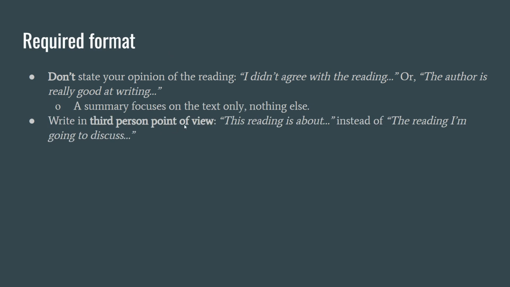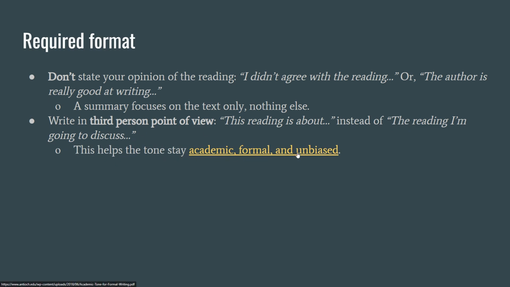Write it in third person point of view. We're talking about point of view, so be careful there. This is an example of third person: this reading is about... Instead of saying the reading I'm going to discuss, this helps what we call formal academic writing instead of conversational writing. That sounds like when we're just talking to friends. The second example sounds more conversational, or it sounds like a speech. We want the writing to be on the text, right? So it's third person. This helps the tone stay academic, formal, and unbiased. Unbiased means you're not sharing your opinion about something, you're just summarizing.